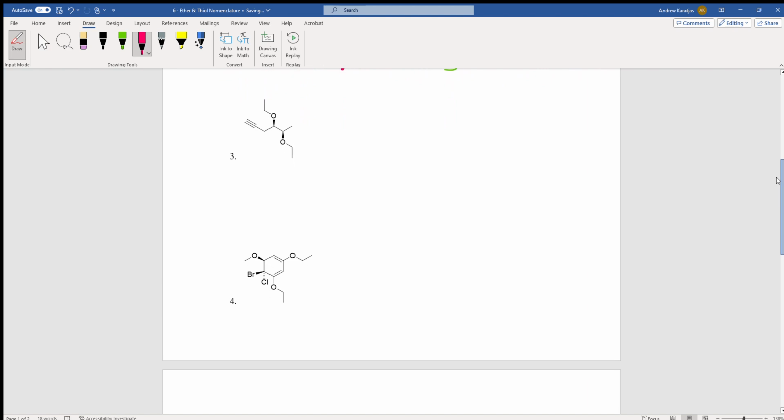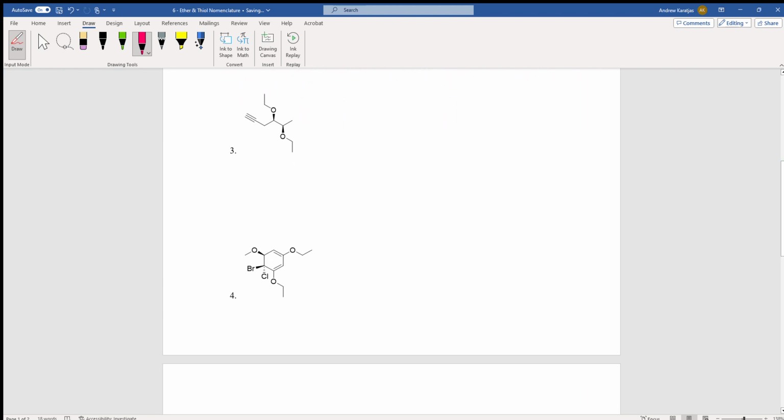All right, moving on to number 3. Again, more complicated structures here. So our ether groups are just going to be substituents. That means our numbering is going to be decided based on the functional group that's present, this alkyne. And so we can number it straight across.